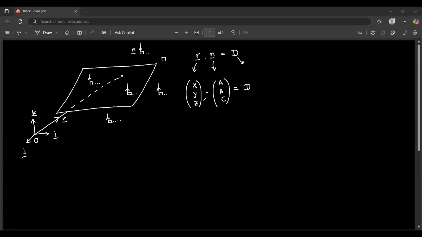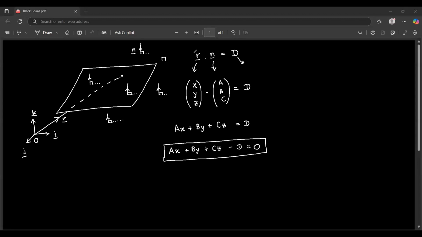If you do the scalar product here, you will get ax plus by plus cz is equal to d. So the standard Cartesian equation of a plane can be given as ax plus by plus cz minus d is equal to 0. This is the Cartesian equation that we derive from the given scalar product equation of a plane.